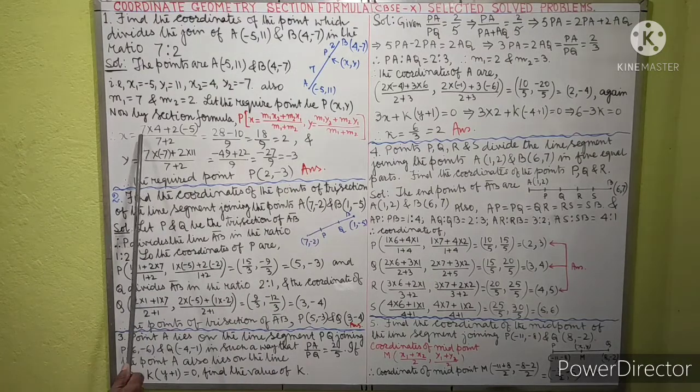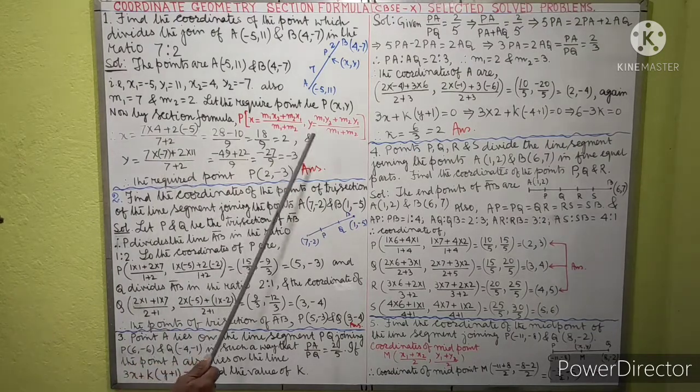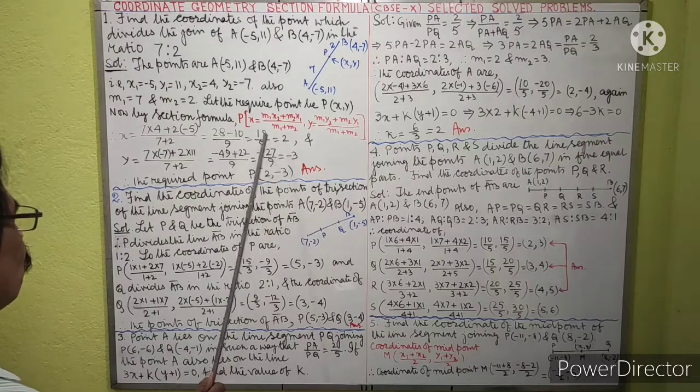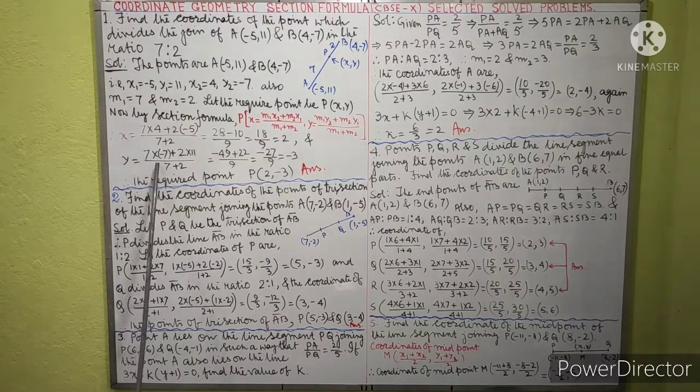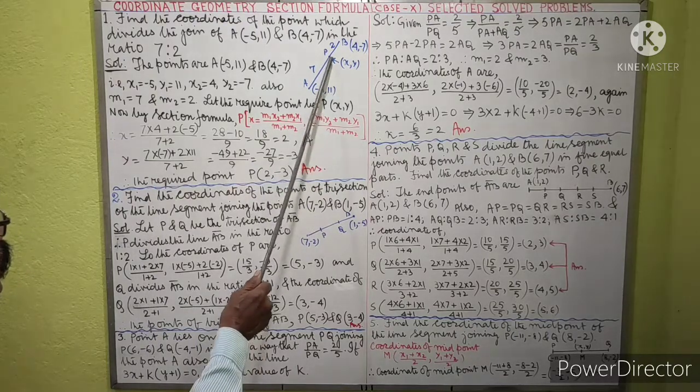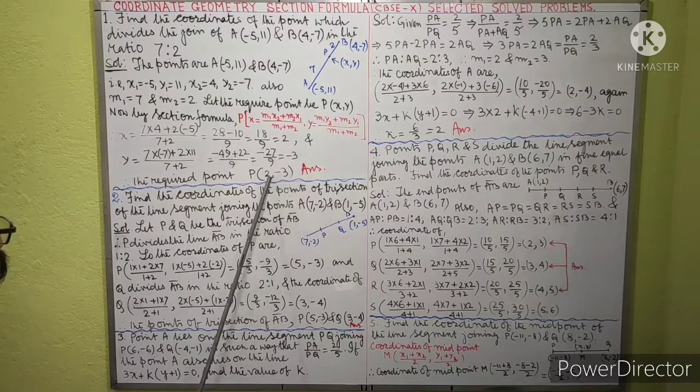So here m1 equal to 7, x2 equal to 4, m2 equal to 2, and x1 equal to -5. Calculating this we are getting x equal to 2. Similarly, y we are getting -3. So the required point P equal to (2, -3). This is the answer.